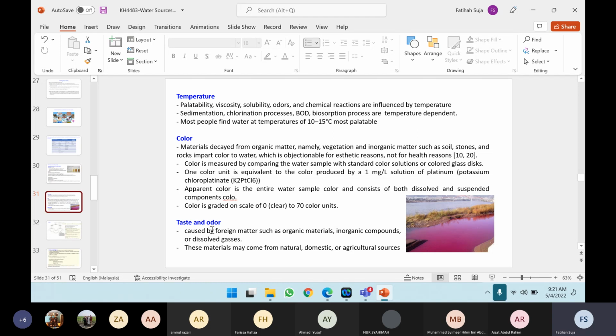Okay, taste and odor are caused by foreign matter such as organic materials, inorganic compounds, or dissolved gases. These materials may come from natural, domestic, or agricultural sources. Sometimes if it is from organic materials, mostly they are not harmful, but it is not pleasant to have. It's not palatable, we call this. It's not palatable for human consumption.